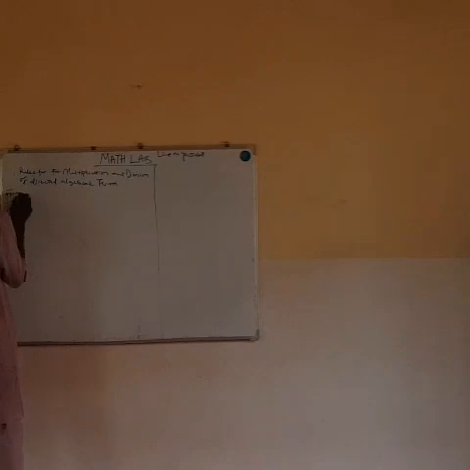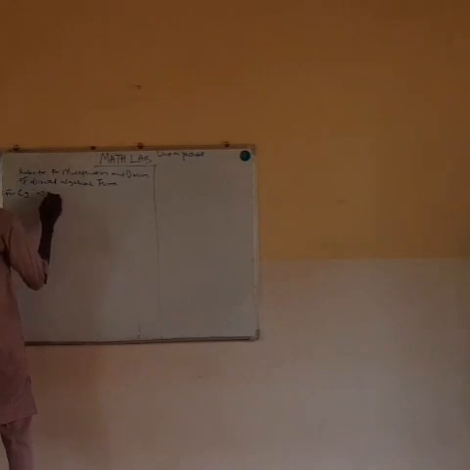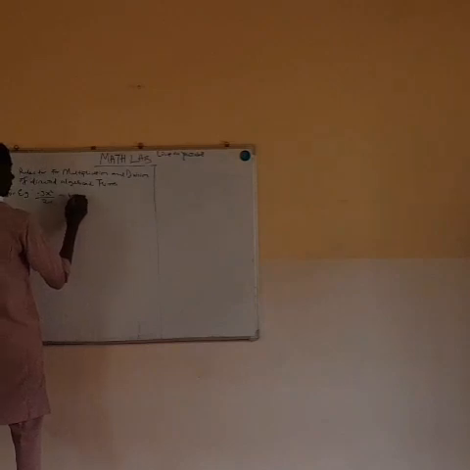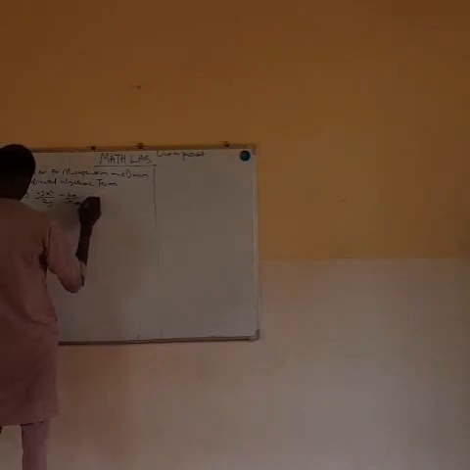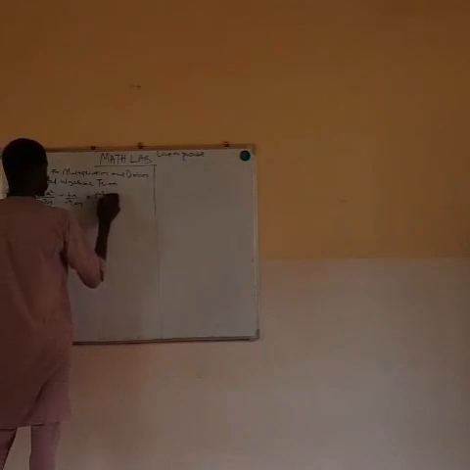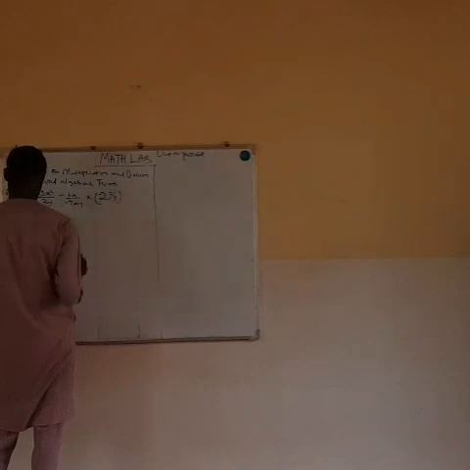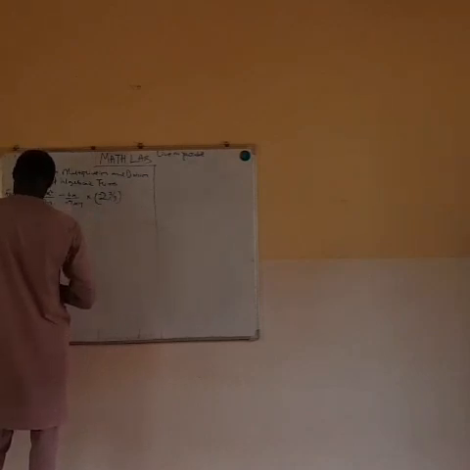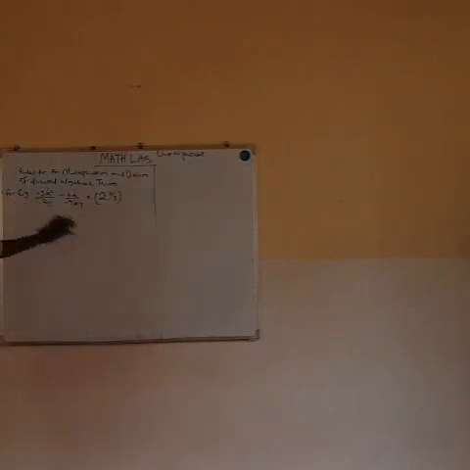So, for example, we have minus 3x squared over 2y divided by 6x over minus 9xy.